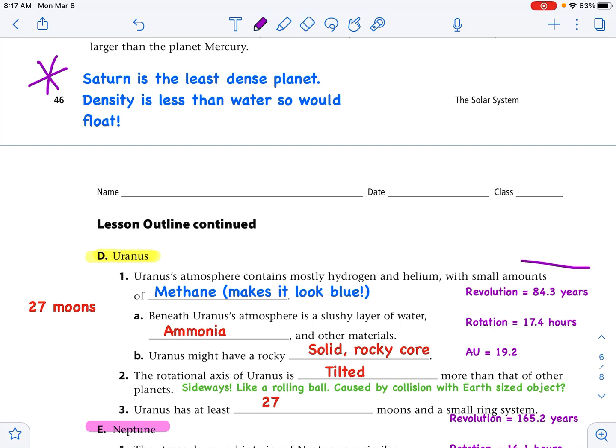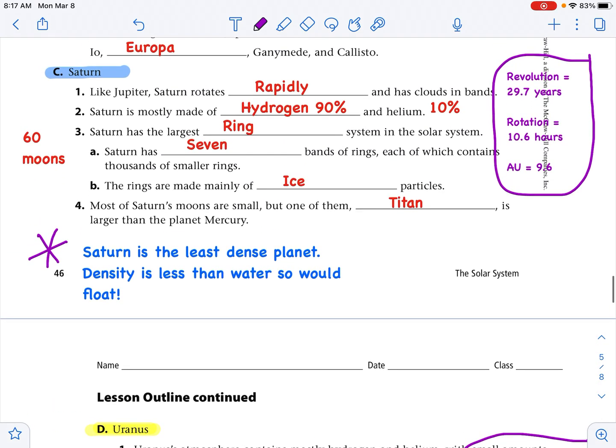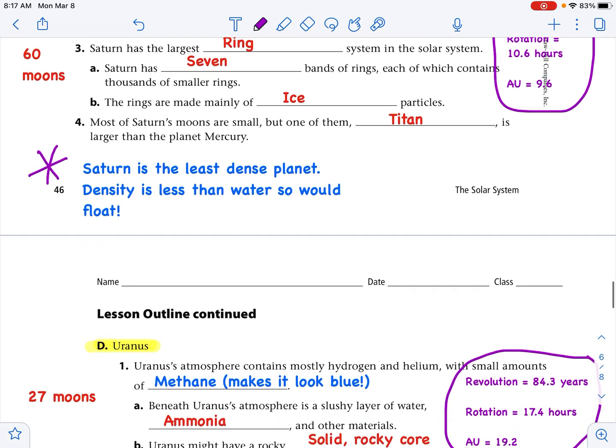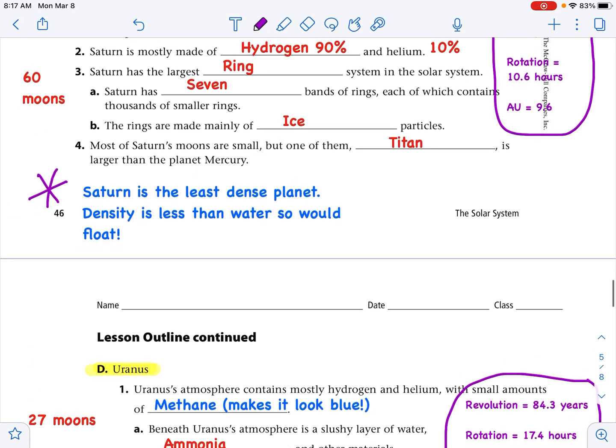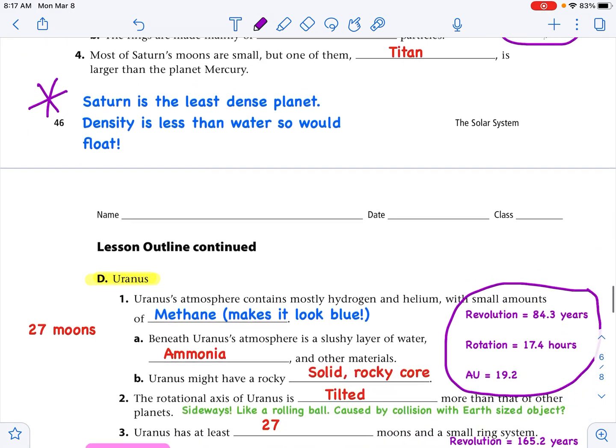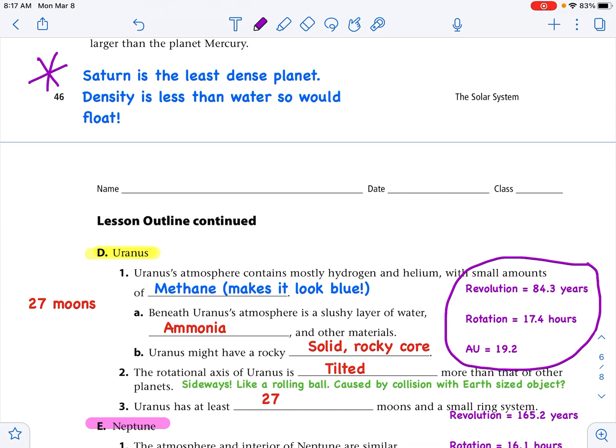And then here we have the information that we are tracking for each of these planets. The revolution is 84.3 years. Okay, so let's look at the planet right prior to 29.7. So what, almost 3 times farther out then. Rotation 17.4, so still really fast. And the AU is 19.2. So it's 19.2 times farther away from the sun than Earth is.